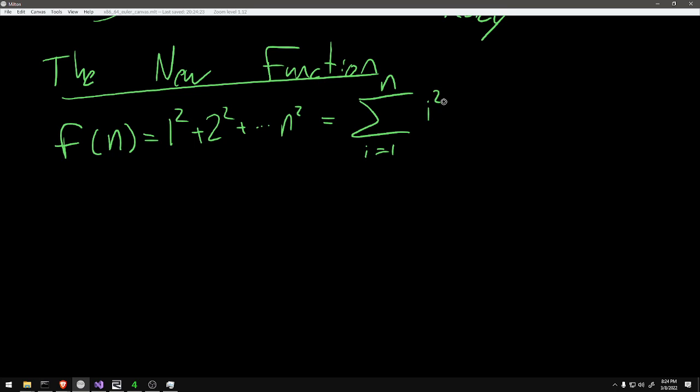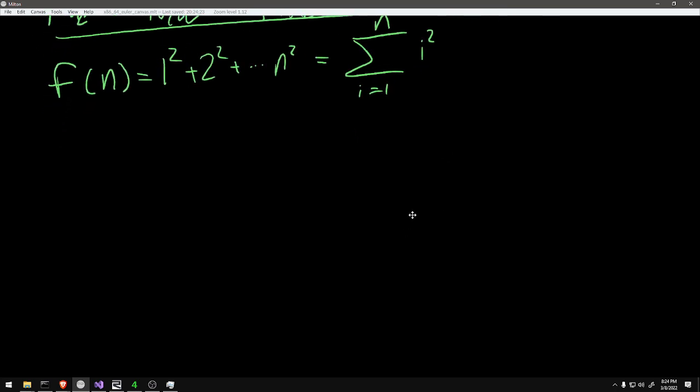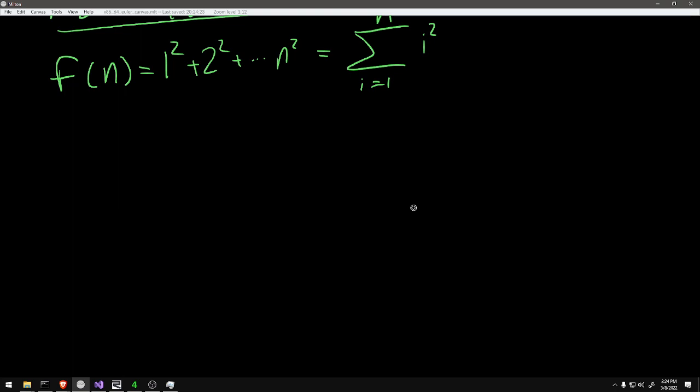And what we want to do is find a closed form way of computing that. And by closed form, what I mean is something that wouldn't involve a loop, basically. It's just so it multiplies and adds and things like that, subtracts and divides. So how can we do that?